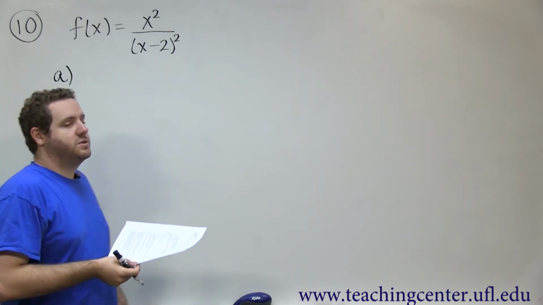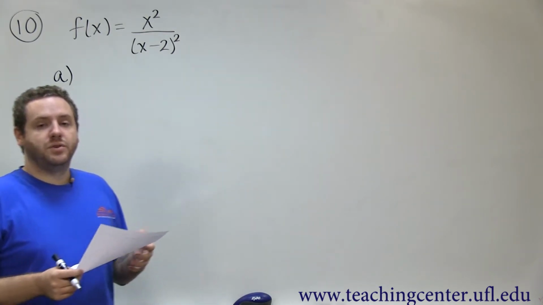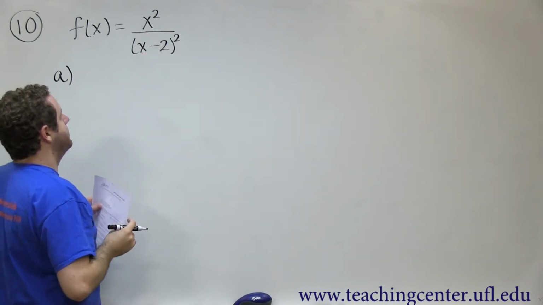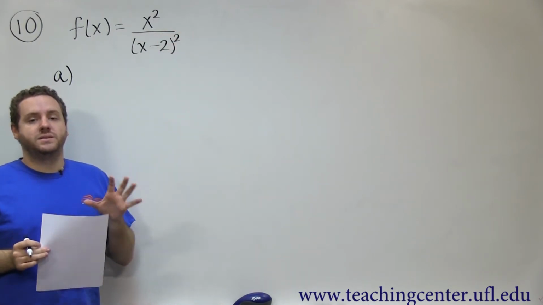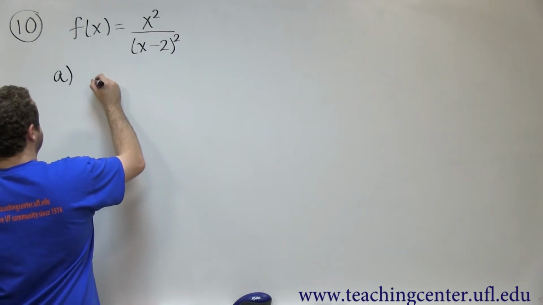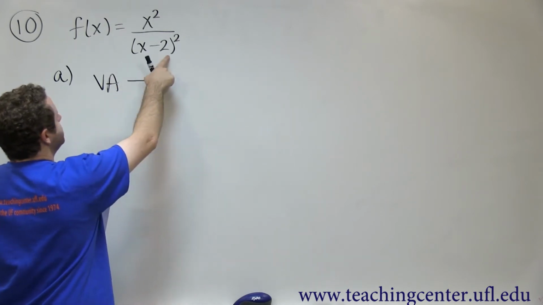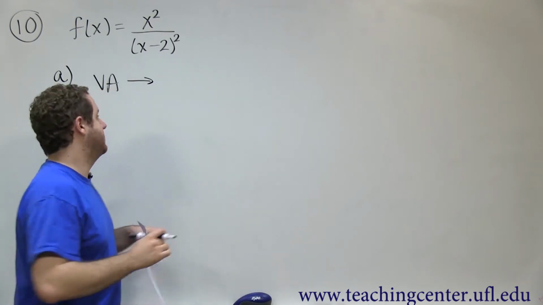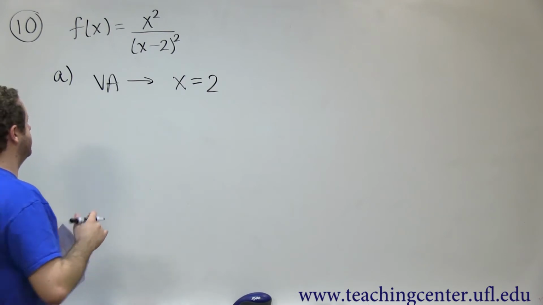So your vertical asymptotes are whatever makes the denominator 0 after any simplification can be done. If you notice here, this is already simplified as much as possible. There's no way that we could cancel anything out here, so the vertical asymptote would be whatever makes the denominator equal 0. In this case, our denominator is (x minus 2) squared, so the only thing that would make that 0 is x equals 2.